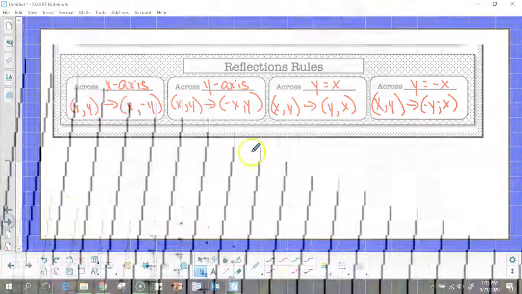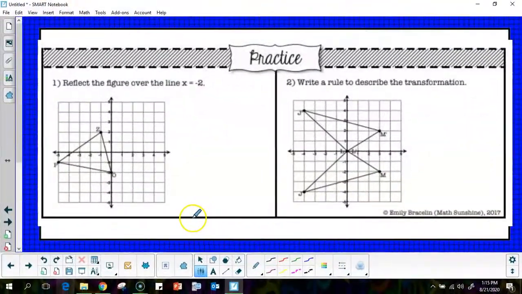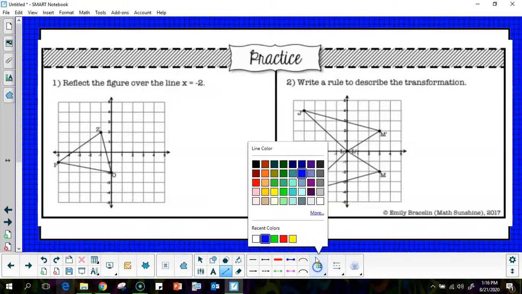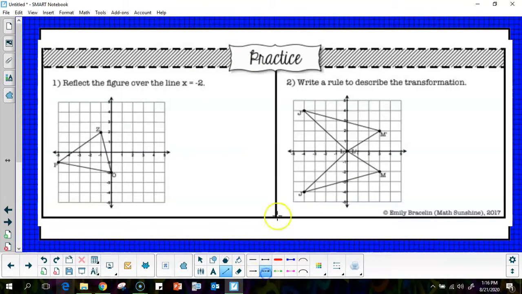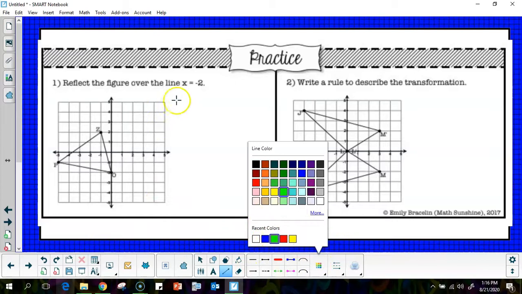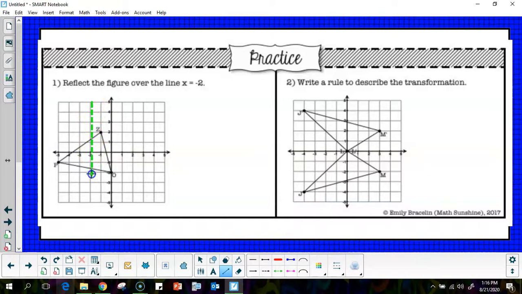I am going to let you try to work on this practice by yourself, and then we will go over this in class when you come back to class. So the first one says, reflect the figure over the line x equals negative 2. So let me just talk to you about where that line is before you start. X equals negative 2 is right here. So no matter what y equals, x equals negative 2. So it is a vertical line. So it's going to kind of overlap when you construct this figure.